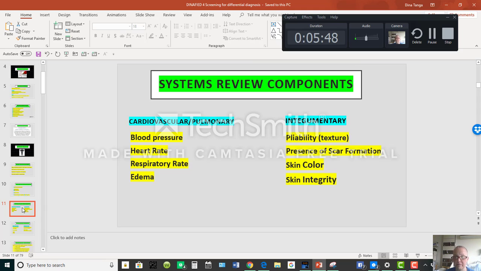Systems review components. With the cardiovascular pulmonary system, we're going to look at blood pressure, heart rate, respiratory rate, and edema. With the integumentary system, we're going to look at pliability of the skin, the texture of the skin, presence of scar formation, skin color, and skin integrity.